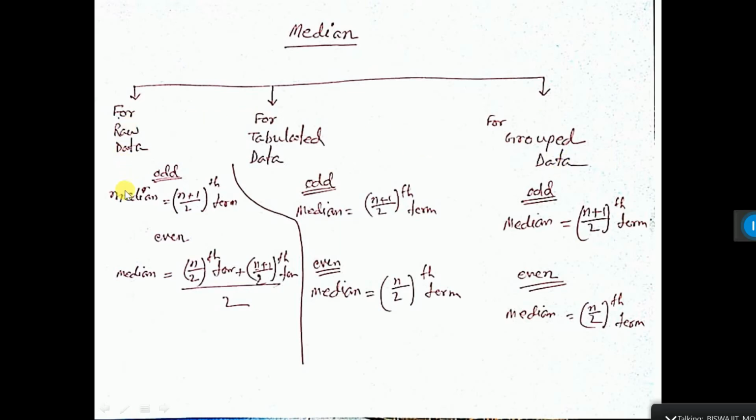For raw data, the median formula: if n is odd, then the (n plus 1) by 2th term. If it is even, then the formula is the n by 2th term plus the (n plus 1) by 2th term, divided by 2. And for tabulated data, for odd, median is equal to the (n plus 1) by 2th term, and for even, median is equal to the n by 2th term. For grouped data, for odd it is the same for everyone, median formula (n plus 1) by 2th term, and for even, median is equal to the n by 2th term.